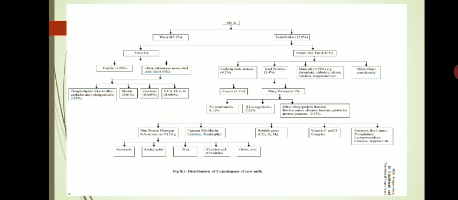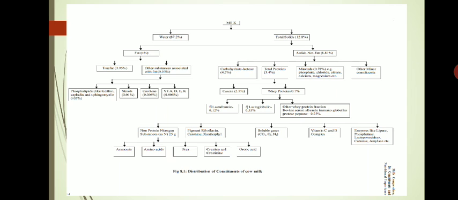Then non-protein substances include ammonia, amino acids, urea, creatinine and orotic acid. Then pigments: milk usually contains pigments like riboflavin, carotene, xanthophyll. It also has soluble gases: it contains CO2, oxygen, nitrogen. It also has vitamin C and B complex.